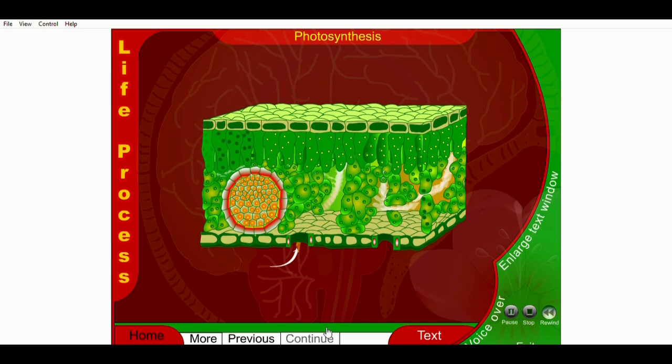Leaves contain the green-colored material or pigment called chlorophyll inside their cells. The chlorophyll is present inside certain structures.